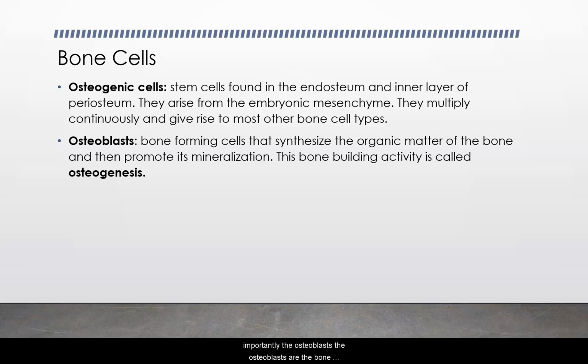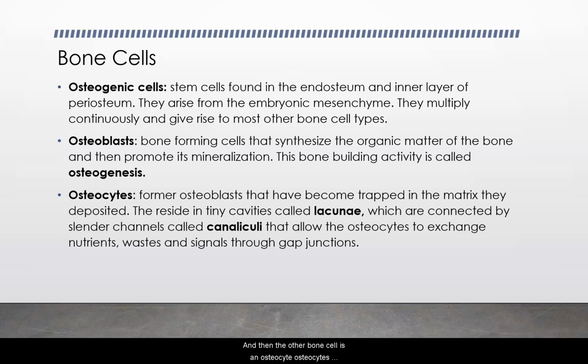The osteoblasts are the bone-forming cells that synthesize the organic matter of the bone and then promote bone mineralization. This bone-building activity is called osteogenesis. And then the other bone cell is an osteocyte. Osteocytes are former osteoblasts that have become trapped in the matrix which they deposit. They then reside in these tiny cavities called lacunae, and they are connected by these slender canals called canaliculi. This allows the osteocytes to exchange nutrients, wastes, and signals from one to another through gap junctions.